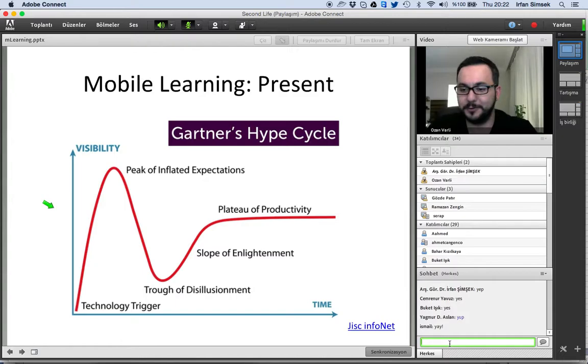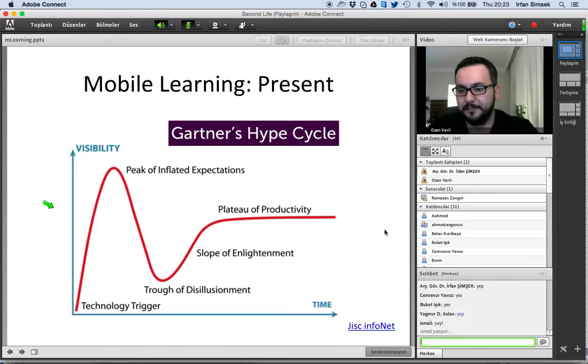Let me just ask you a quick question. Can you make a guess? No? Okay, Smile is giving it a try. So where do you think we stand in terms of mobile learning? Look at this trend. It's soaring now. Okay, slope of enlightenment. All right, let me get a couple more and then I'm going to show you. Come on, Ravia, you can do it. Peak of inflated expectations, I think, as a society.